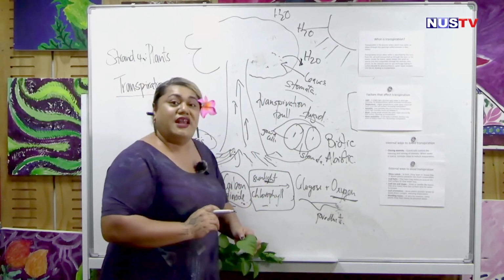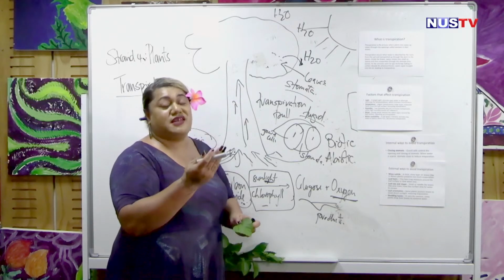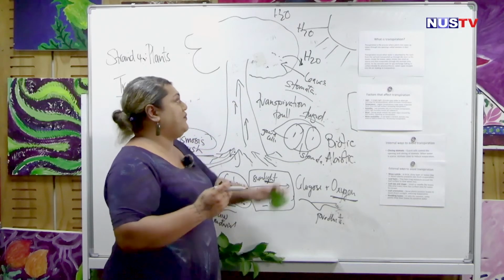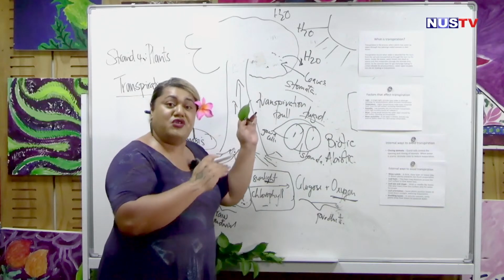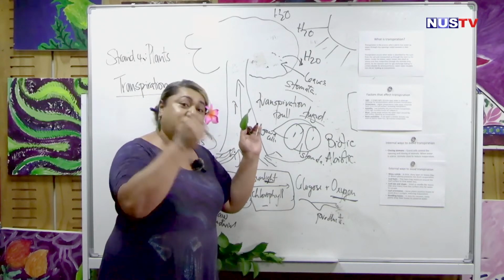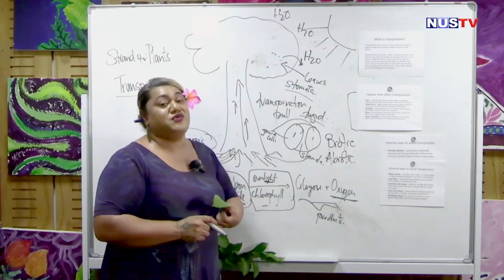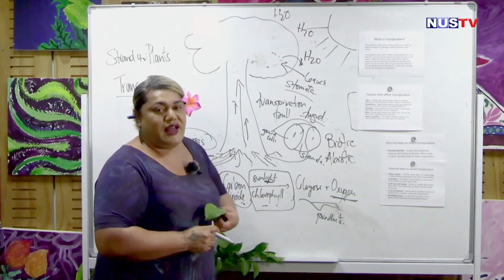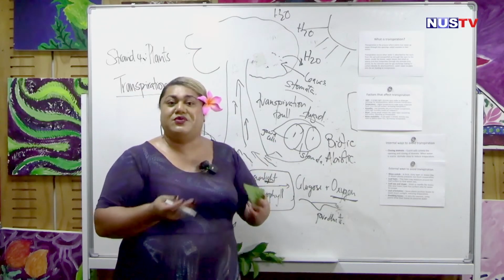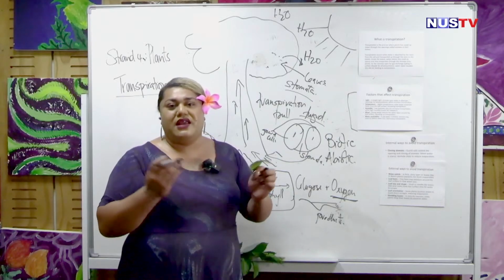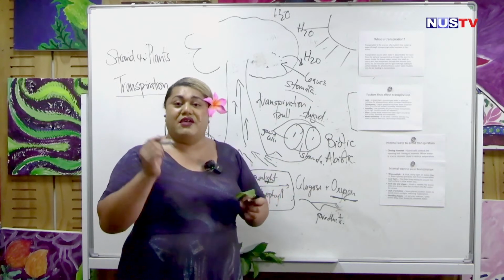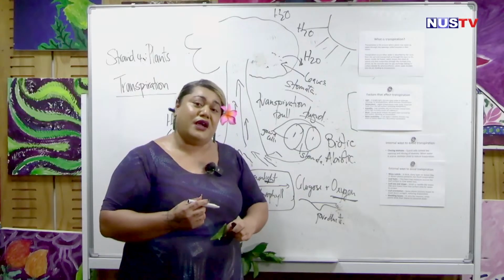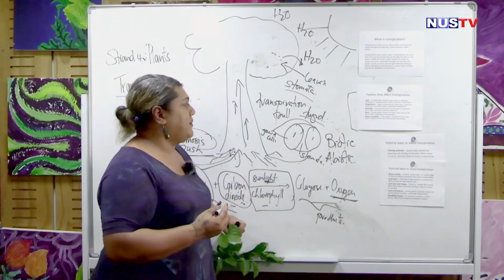The water is highly concentrated outside of the leaf, meaning the humidity increases and the rate of transpiration decreases.